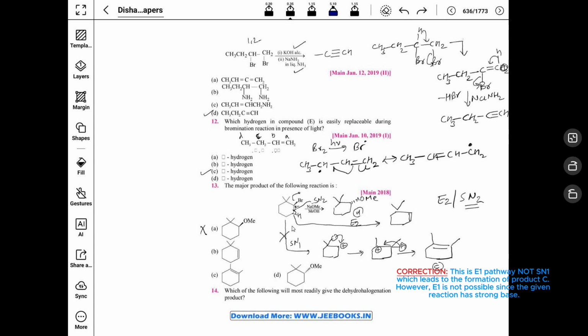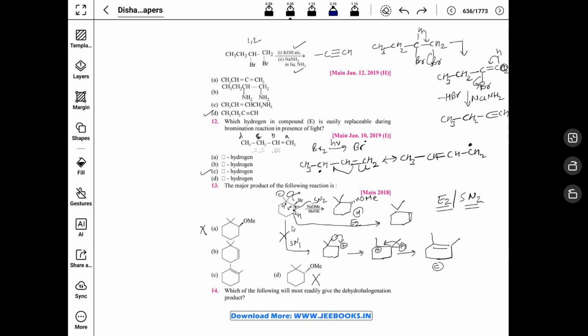For SN2, the nucleophile should approach the halide's carbon. But if you see, this is a 4-substituted carbon, and here it is a secondary carbon. Therefore, the presence of the bulky methyl group hinders the approach of the nucleophile, and hence it rules out the possibility of this SN2 product. Now what is left? E2 elimination. Yes, this is the only option left.